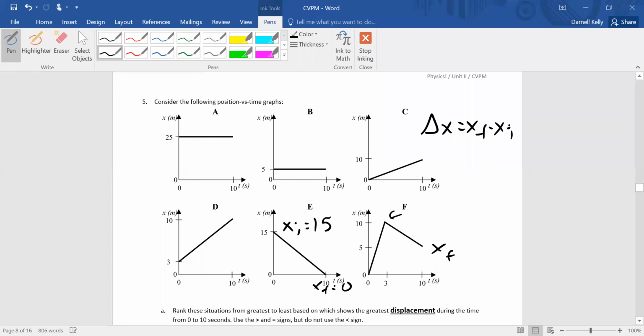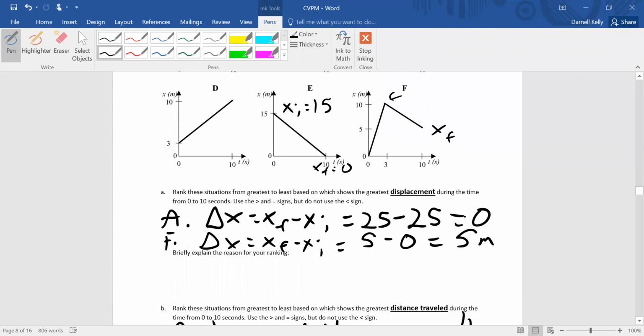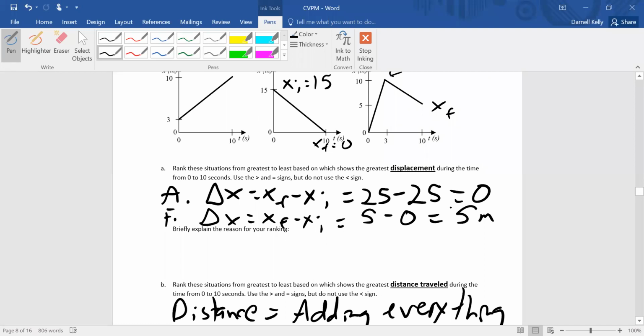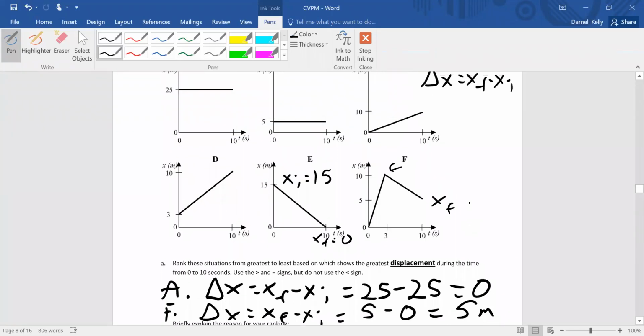Which is easier, because in physics that's all we're concerned with. Otherwise, for distance, we'd have to add everything. That's why distance is so cumbersome. So for example, for letter A, my displacement is just 0. X final is 25 meters, initial is 25. 25 minus 25 is 0, no displacement, and 0 distance as well.